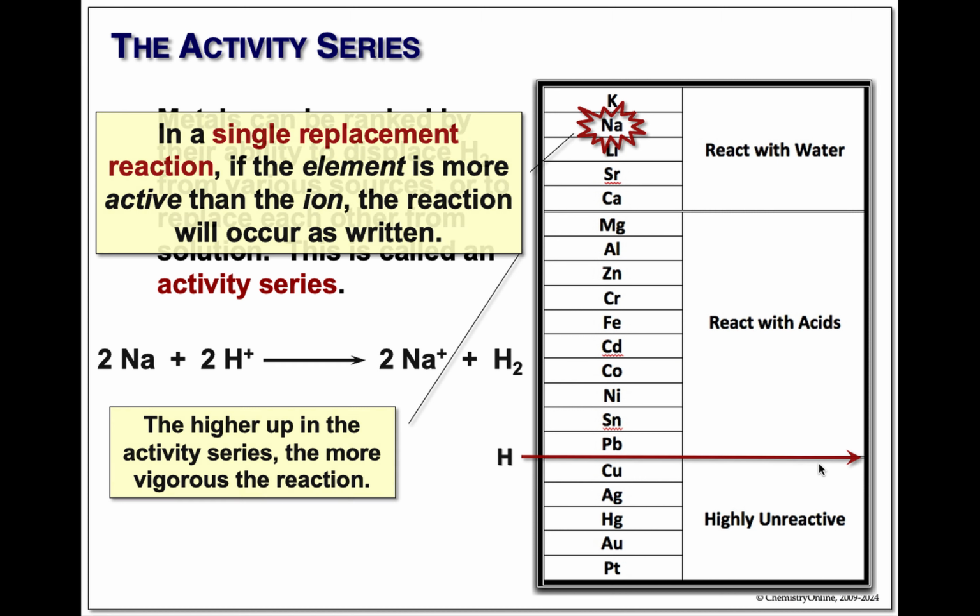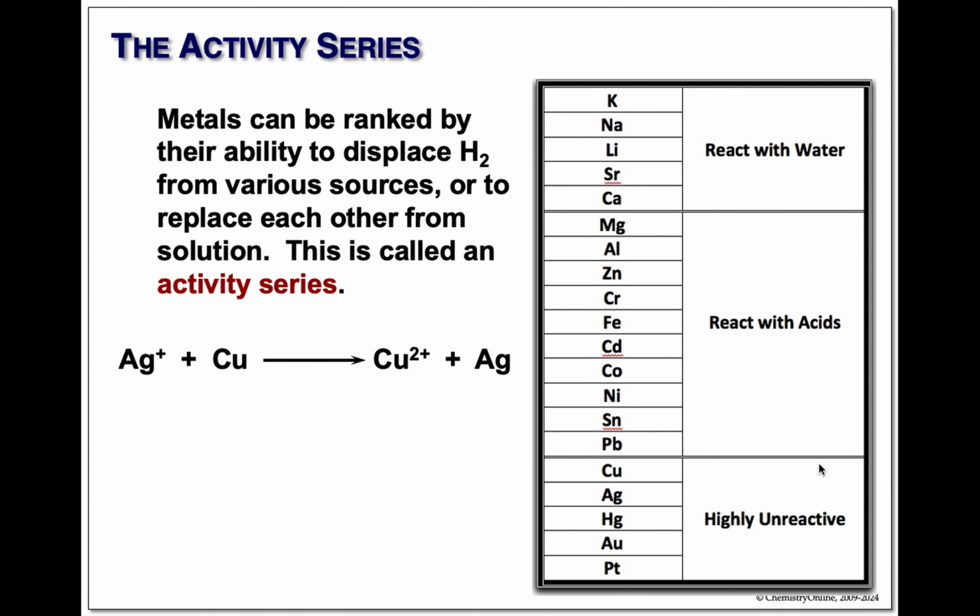Look at another one. Silver is our ion, copper is our metal. Now they're both down here, but copper is above silver, isn't it? That's our element. The element is above the ion. This reaction will occur as written.